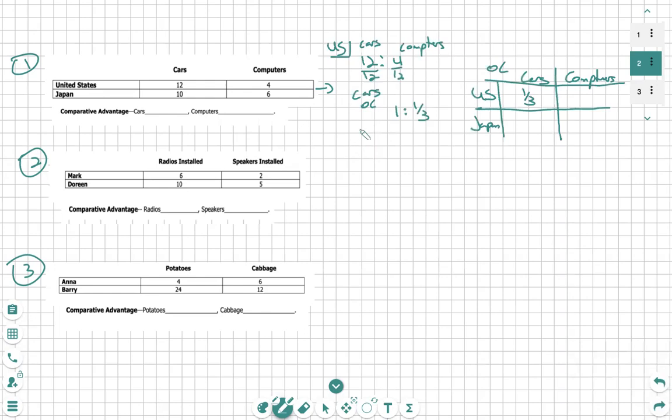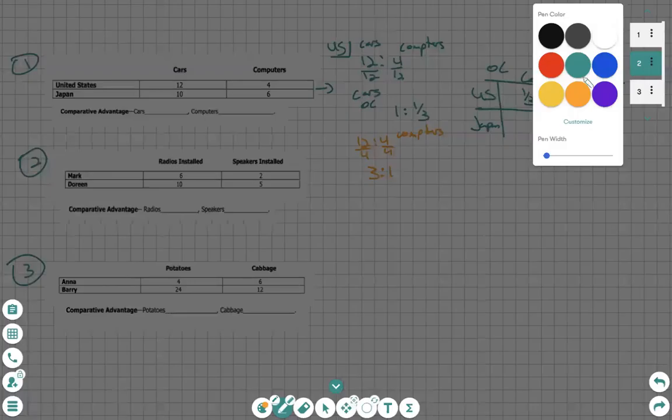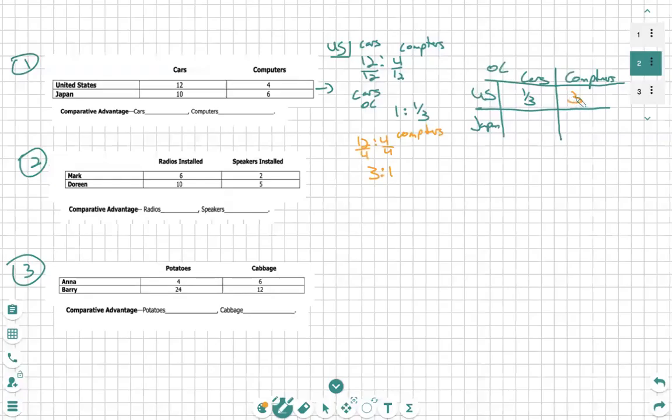Next, we're looking for the opportunity cost for computers. We write the same ratio out, 12 to 4, but we want computers to be a 1 this time. So we're going to divide both by 4. What we get is 3 to 1. So our opportunity cost for computers is 3.